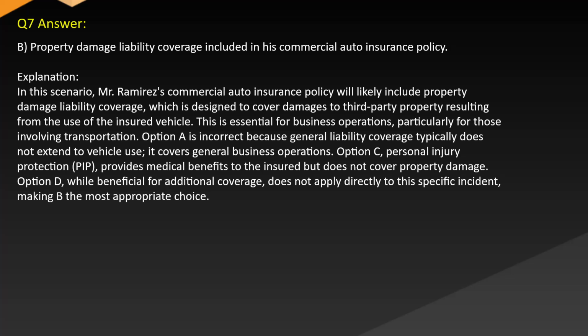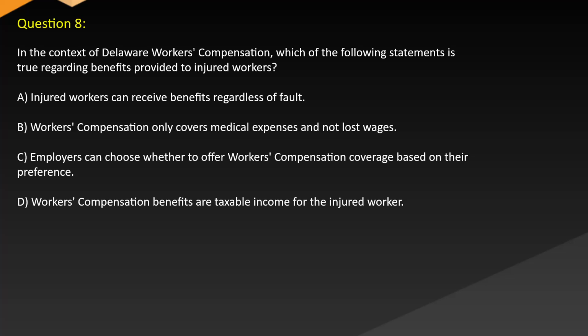Explanation. In this scenario, Mr. Ramirez's commercial auto insurance policy will likely include property damage liability coverage, which is designed to cover damages to third-party property resulting from the use of the insured vehicle. This is essential for business operations, particularly for those involving transportation. Option A is incorrect because general liability coverage typically does not extend to vehicle use. It covers general business operations. Option C, personal injury protection. PIP provides medical benefits to the insured but does not cover property damage. Option D, while beneficial for additional coverage, does not apply directly to this specific incident, making B the most appropriate choice.